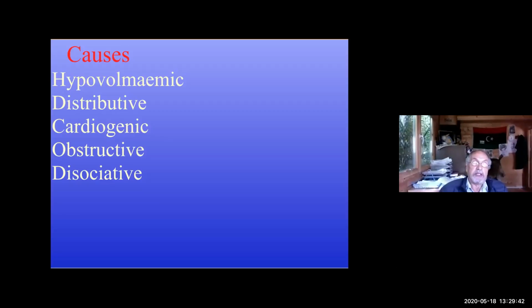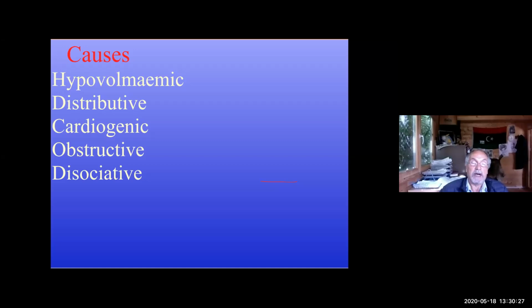Now, the causes of shock: there is hypovolemic shock, distributive shock, cardiogenic shock, obstructive shock, and dissociative shock. The hypovolemic, loss of volume from anywhere. Distributive, that means the vessels are not good enough, and the main causes of distributive are like anaphylactic shock or sepsis. And cardiogenic shock is where heart failure is the cause. Obstructive, with the same thing, is that the fluid is not going back to all the body. And one example is sometimes a pneumothorax or hemothorax or anything.